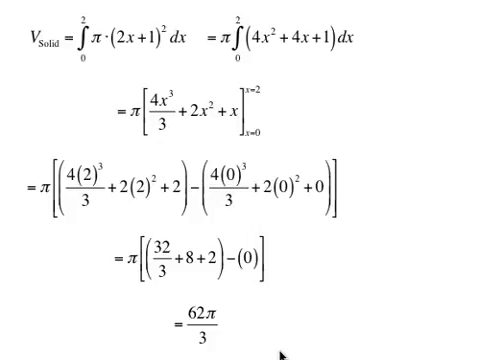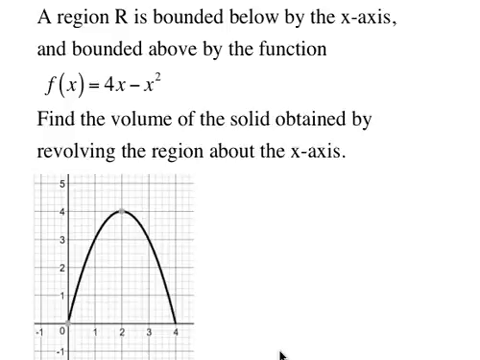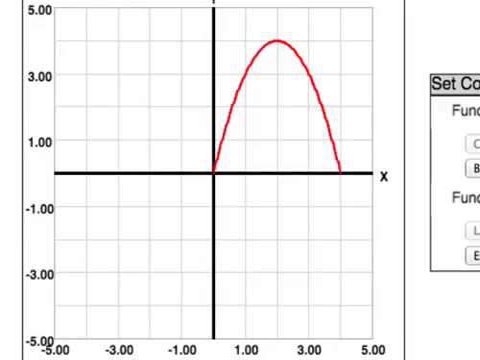All right, let's take a look at another example. This time we have a region R bounded below by the x-axis and above by the function f of x equals 4x minus x squared. We want to find the volume of the solid obtained by revolving this region about the x-axis. So if we revolve this, what does it look like?